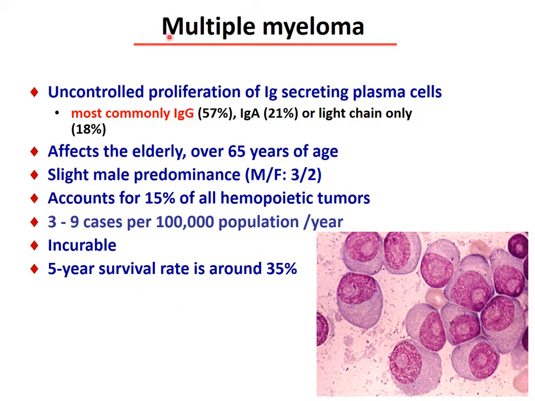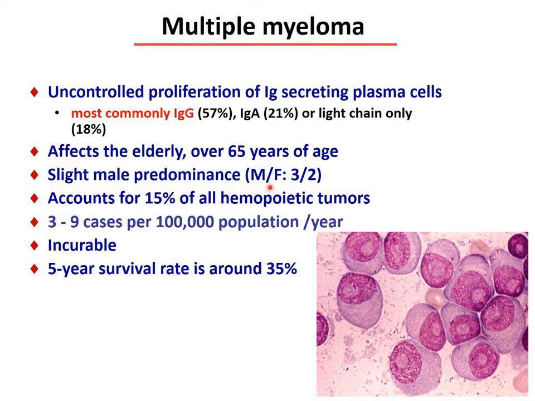Now the next one, a more severe condition, is multiple myeloma, when we have all the typical clinical signs of multiple myeloma in this patient. This is an uncontrolled proliferation of the Ig-secreting plasma cells, most commonly IgG, about 57%. IgA is less common, and when we have only the light chain, it is close to 20%.